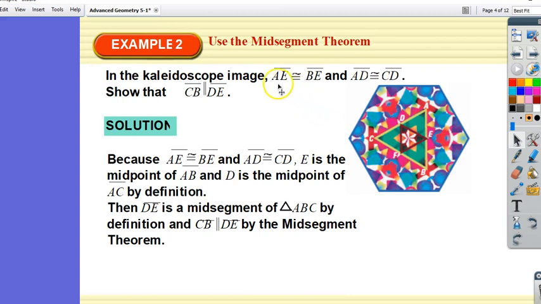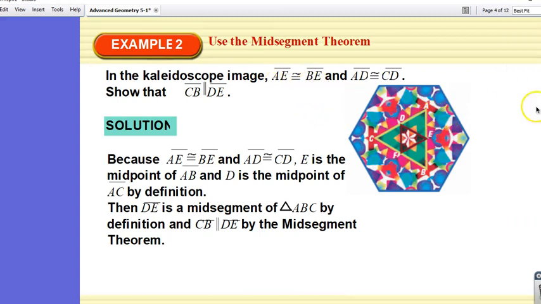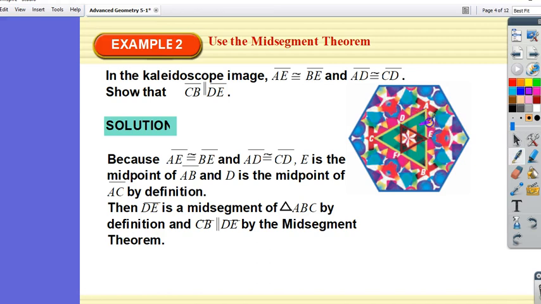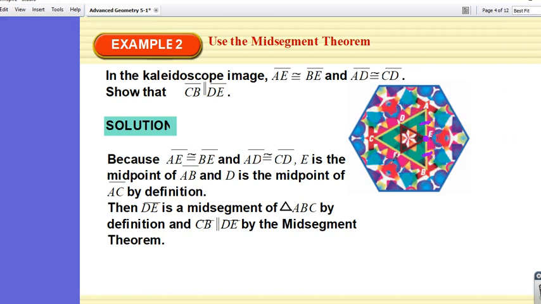In a kaleidoscope image, AE is congruent to BE, which makes this a midpoint, right? Then it says AD is congruent to CD, making this a midpoint, right? Show that CB, show that this base is parallel to DE. Well, yes, they're parallel. Why? Because of the converse of the midsegment theorem, right? Because if these are midpoints, then this midsegment will always be parallel to the base, okay?